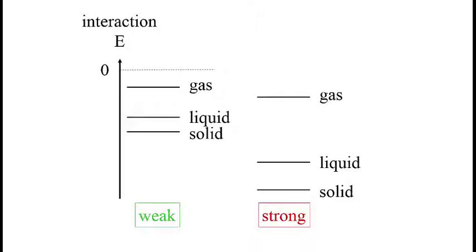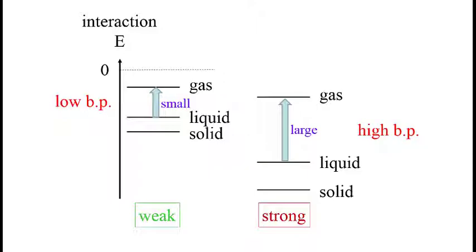This is consistent with what we have been saying about boiling points. In the material with weak forces, the amount of energy needed to go from liquid to gas is relatively small. You don't have to supply too much energy, so the temperature does not need to be raised all that much. The boiling point should be relatively low. In the material with strong forces, the energy gap between liquid and gas is larger, so you would need to supply more energy to make that jump. The temperature would need to be raised higher, and we would observe a higher boiling point.